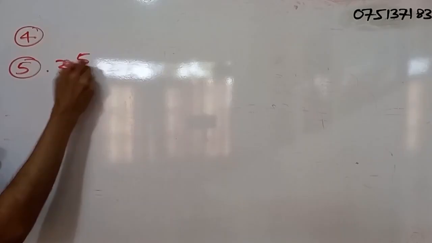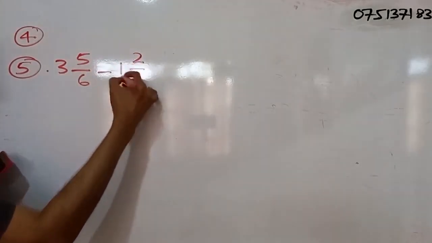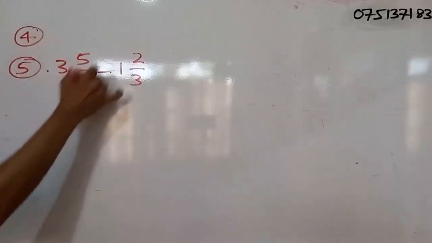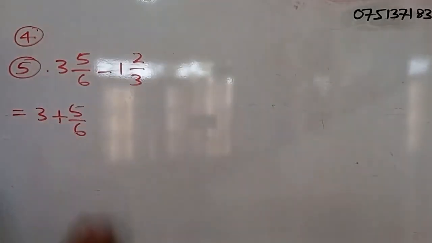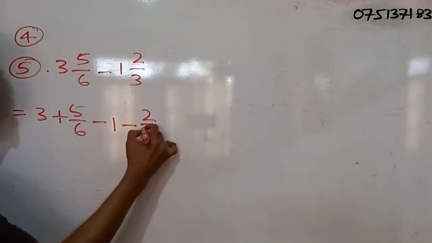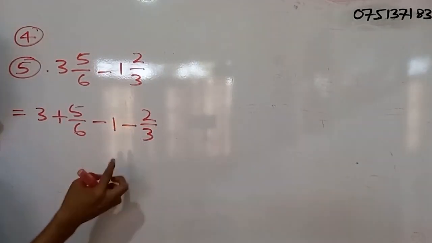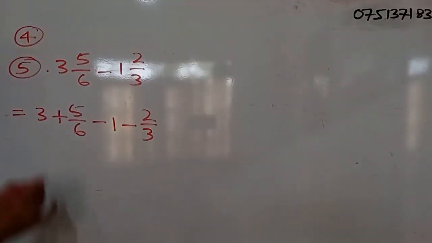3 and 5 by 6 minus 1 and 2 by 3. Here also I can break this into what? 3 plus 5 by 6 minus 1 minus 2 by 3. Why here 2 minuses? We have to subtract this whole thing from this. No? That's the reason, right?